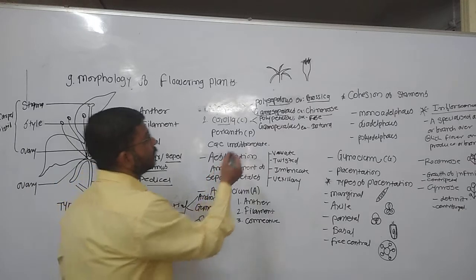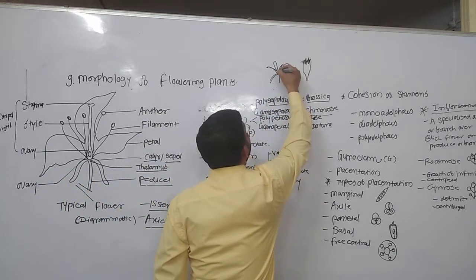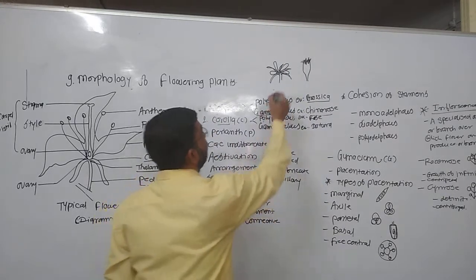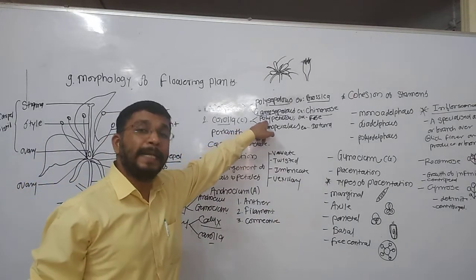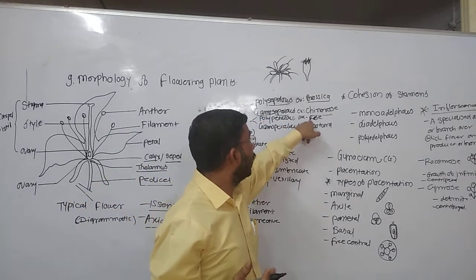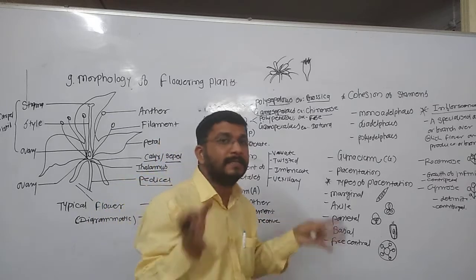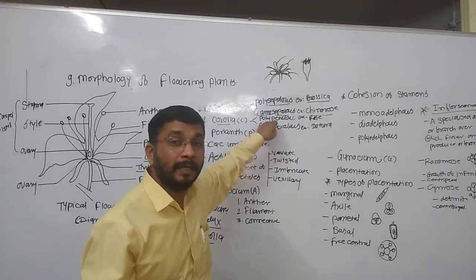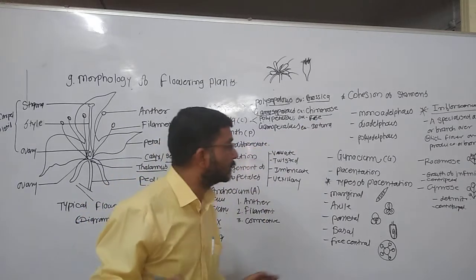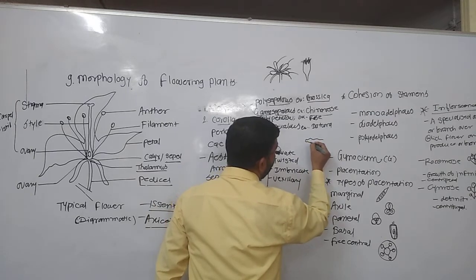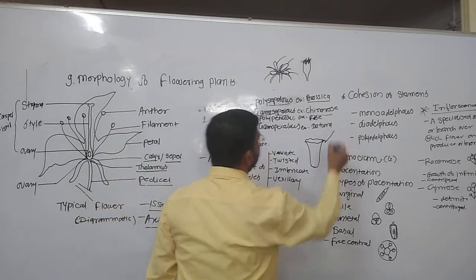On the basis of the condition of petals, we call them polypetalous. Polypetalous means the petals are free. Poly means many. You already know the rose: in rose you can easily remove the petals, that's why it is a polypetalous condition. When petals can't be easily removed from each other, that condition is called gamopetalous. In Datura, the petals fuse to form a tube-like structure. That condition is called gamopetalous.